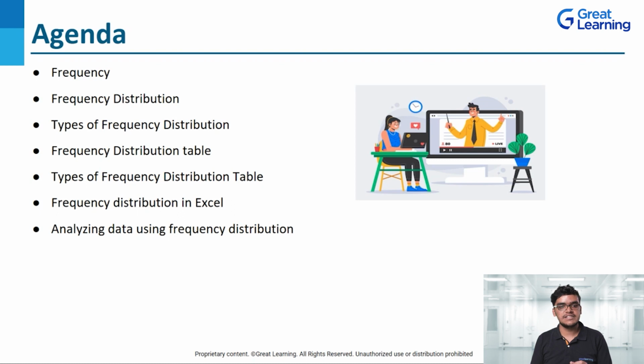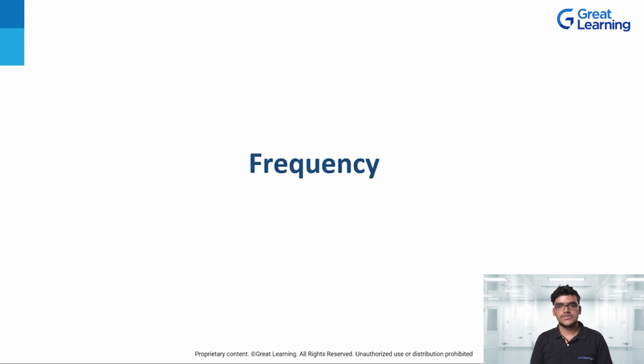And at last, we will see analyzing data using frequency distribution. So we have a soccer data set, and from that data set, we will calculate frequency, relative frequency, and then we will calculate percentage frequency. So this is the basic overview for frequency distribution. So now let's understand what is frequency.